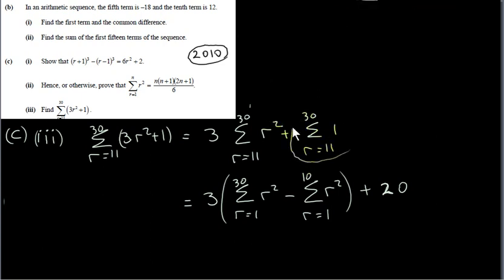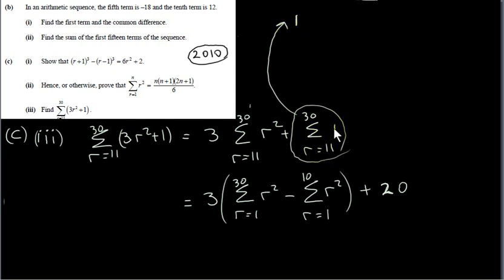Now look at this here. I explained in the last video how to handle the sum of a constant. What does it mean? Well, we start with r equals 11. We plug 11 in here, but this is just a constant. So we just get 1, no matter what value r is.